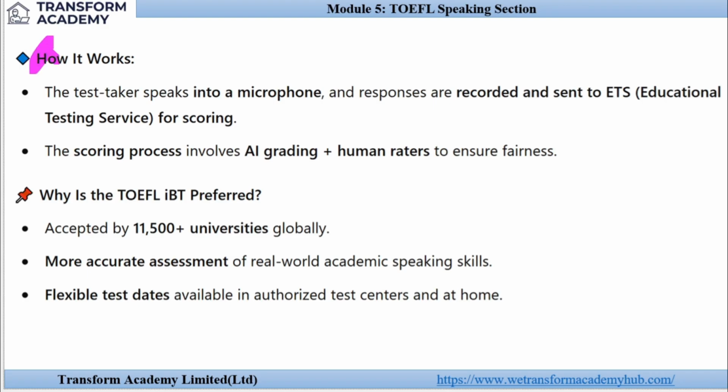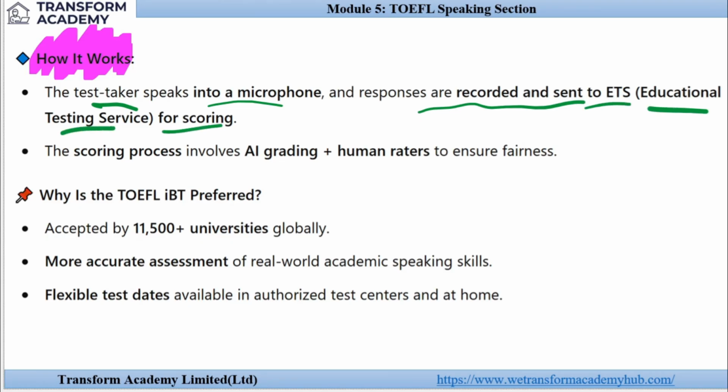Now, how it works. So the test taker speaks into a microphone and responses are recorded and sent to ETS, Educational Testing Service, for scoring. The scoring process involves AI grading plus human raters to ensure fairness.